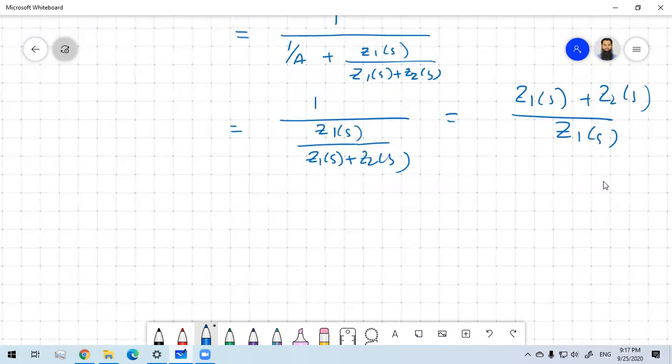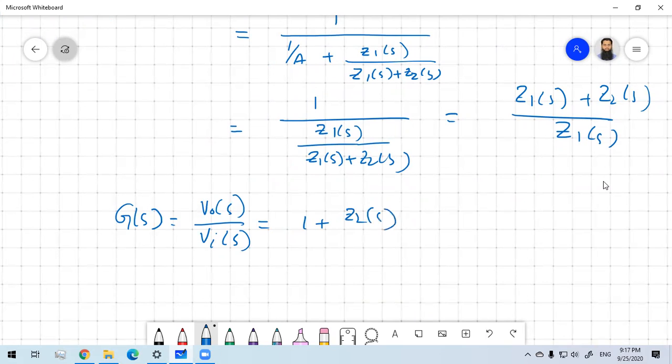So finally, your transfer function G of S equal to V0S by VIS will be 1 plus Z2S by Z1S. As you see, this factor remains almost the same. In the previous case we saw the negative of this parameter, but for the non-inverting case, you have 1 plus Z2 by Z1. So one corresponding example is there.